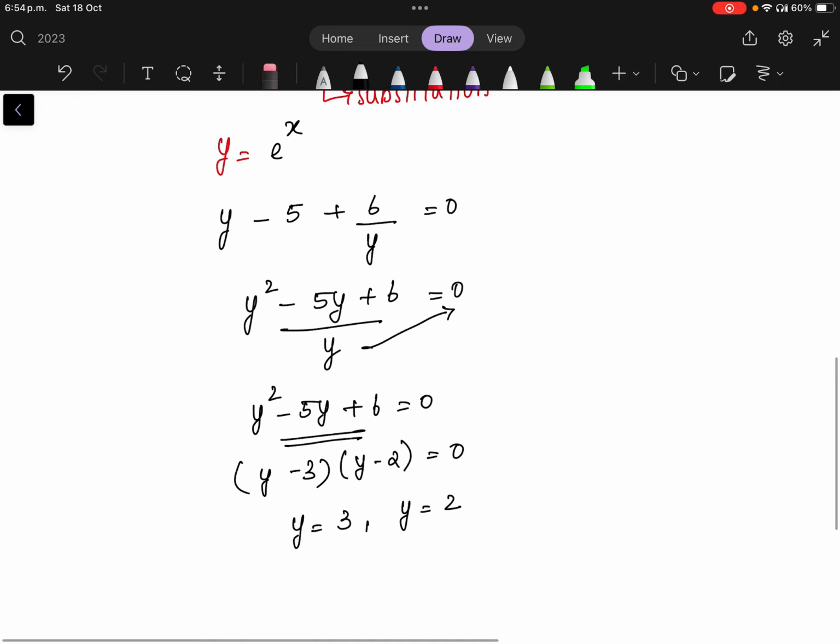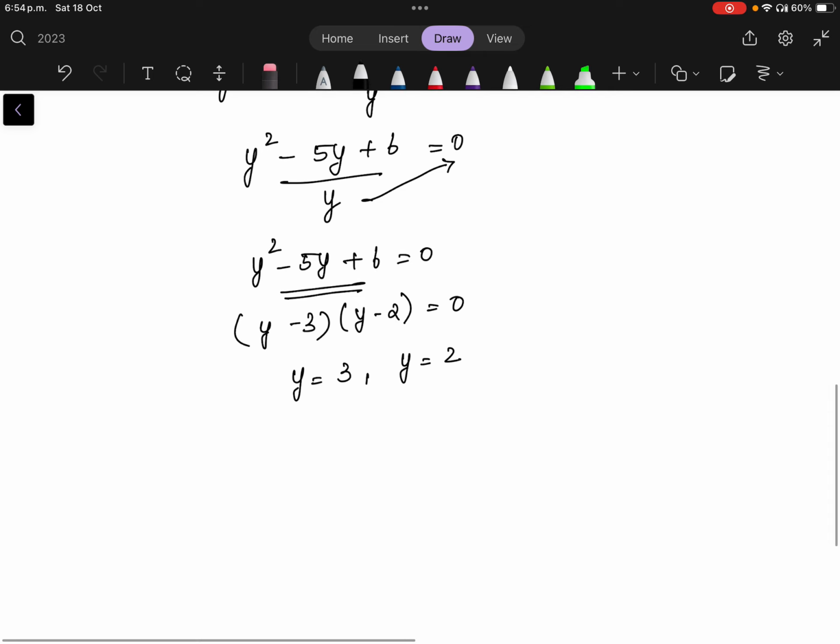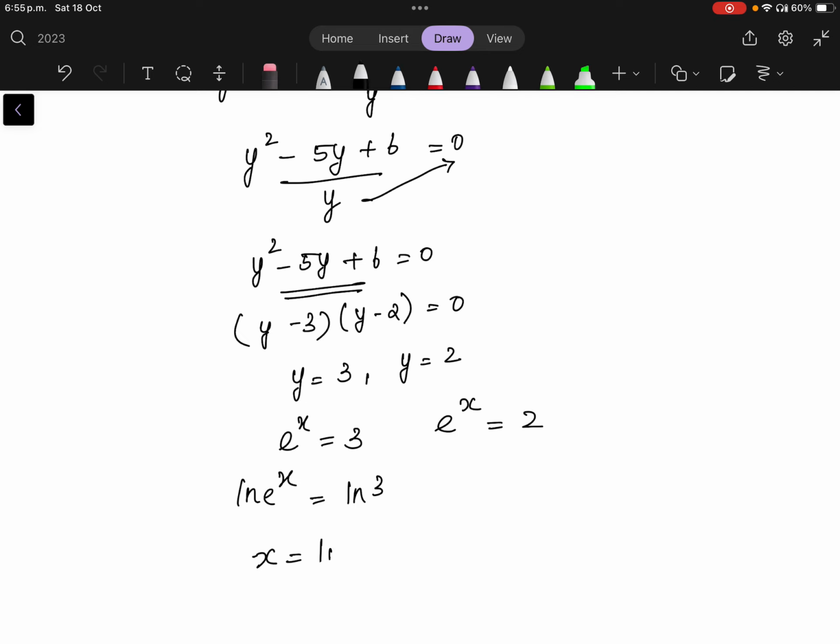Now remember, y is the variable which you introduced, so this is not yet solved. What you have to do is substitute it back to e to the power of x. So you'll write e to the power of x is equal to 3, and e to the power of x is equal to 2. Then you will do ln e to the power of x is equal to ln 3, and x is equal to ln 3. This is the answer here. Here again, ln e to the power of x is equal to 2, so x is equal to ln 2.